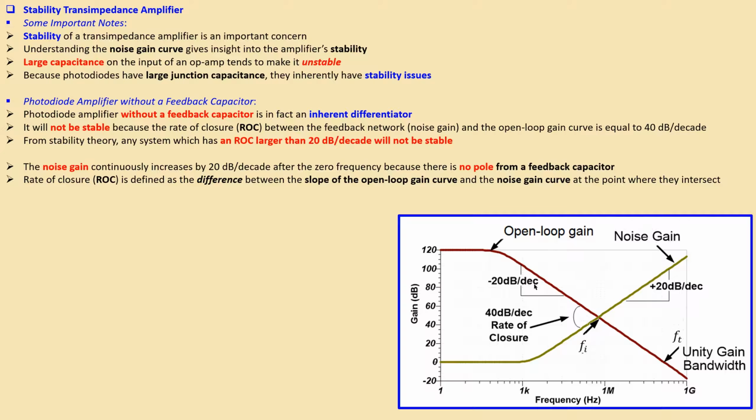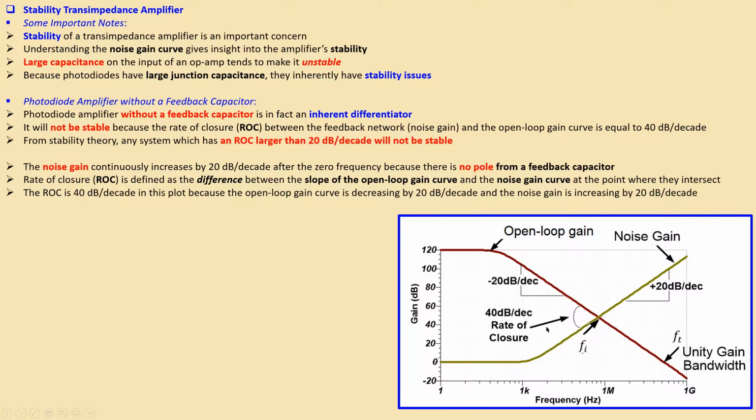So the rate of closure is defined as the difference between the slope of the open loop gain and the noise gain, and where they intersect. In this case it is 40 dBs because the difference between them is 40 dBs. So 20 dBs minus minus 20 dBs, you will have 40 dBs per decade, which is of course much larger than the 20 dBs which is the maximum allowed to have your stability.